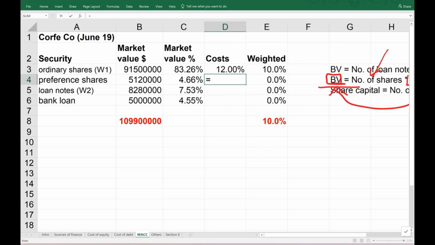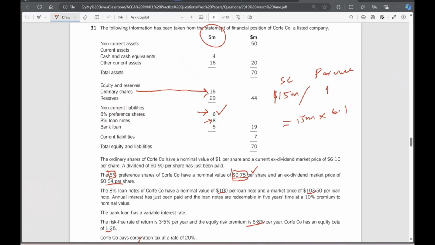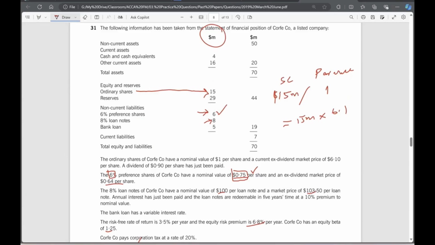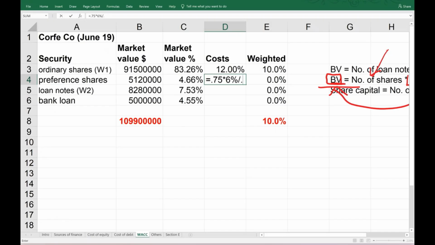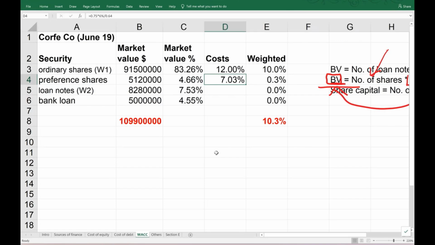Okay, 6%. 0.75 is the par value, multiplied by 6% and divided by P naught, which is how much? 0.64. 0.64. 7%. Exactly. 7.03. Okay.